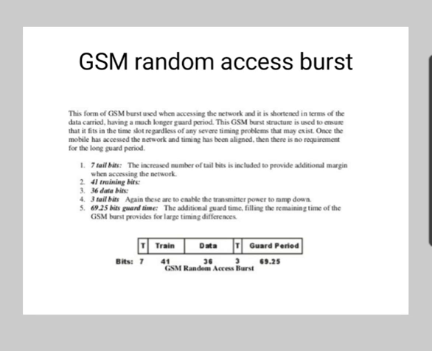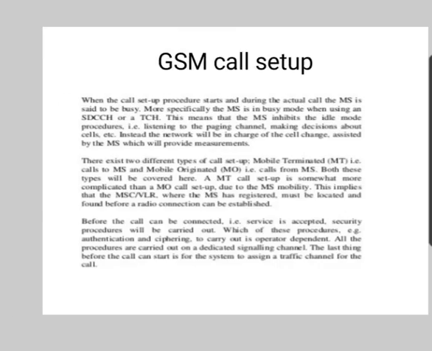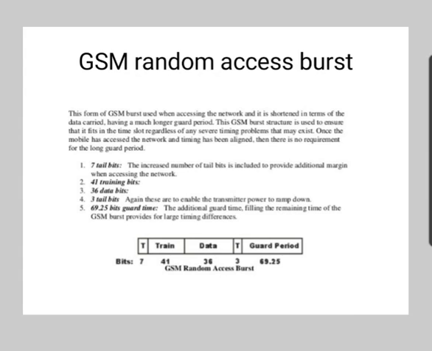Once the mobile has accessed the network and the timing has been aligned, there is no requirement for the long guard period. So the FCCH burst contains 3 start bits and 3 stop bits. It has 142 zero bits between the start and stop bits. This long stream of zeros in the GMSK modulator gives an output of unmodulated sinusoidal frequency, which is shifted by 1625/24 kilohertz from the carrier frequency, and it helps in the identification of the broadcast carrier.